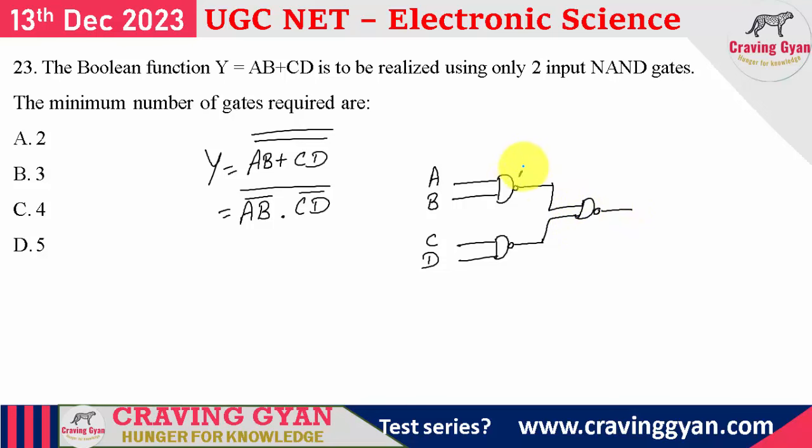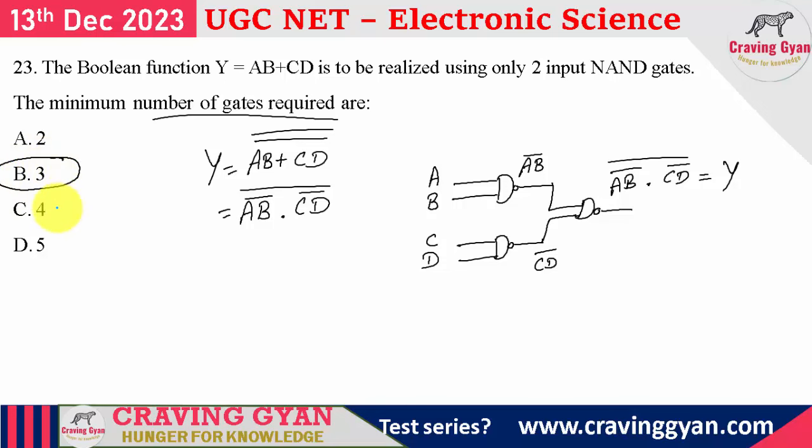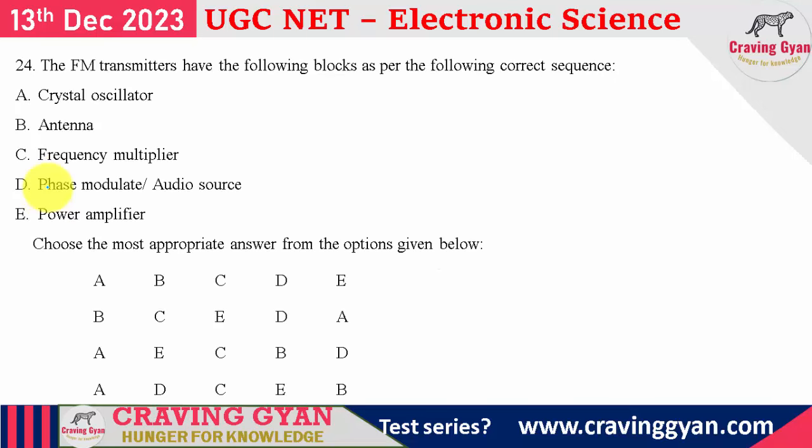So the output of this one will be (AB)'. The output of this one will be (CD)'. So here it is (AB)' into (CD)', whole complement. This one you can call Y. So how many minimum NAND gates are required? 3 is the minimum number. You can make use of 4, 5, 6, 7, that's the upper limit, but the lower limit is 3. So option B is going to follow.